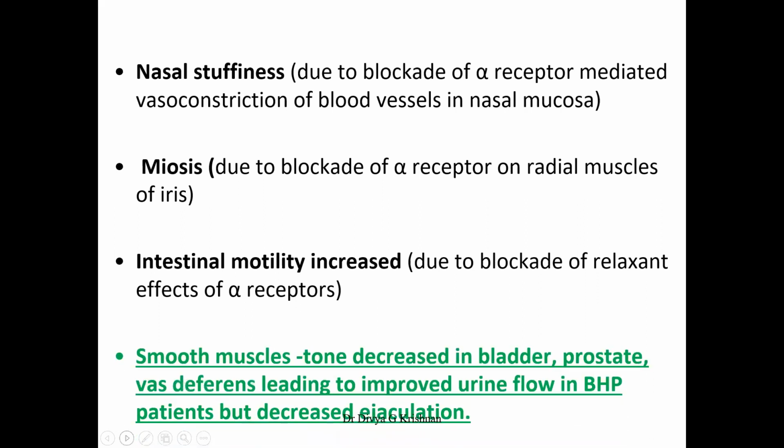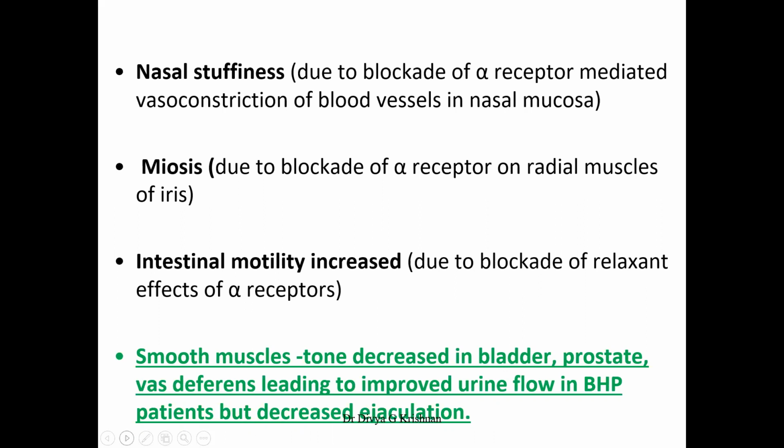Now, the smooth muscles, this is very important. We have mentioned that the alpha receptors cause bladder trigone contraction. Now, when it is blocked, it causes a decrease in the tone of the bladder, the prostate, and the vas deferens, leading to improved urinary flow. And because of this action of the alpha blockers, it can be preferred in BHP.